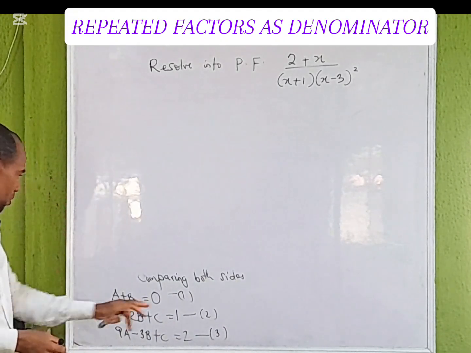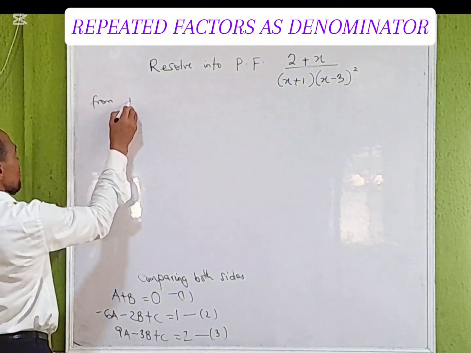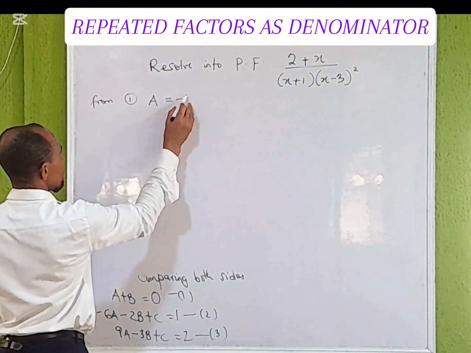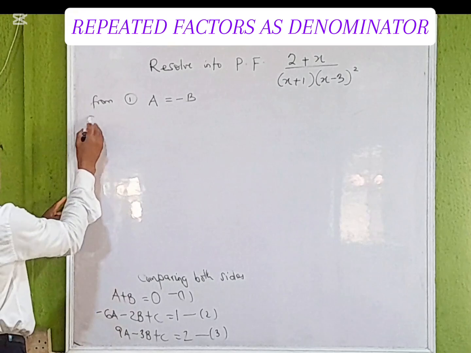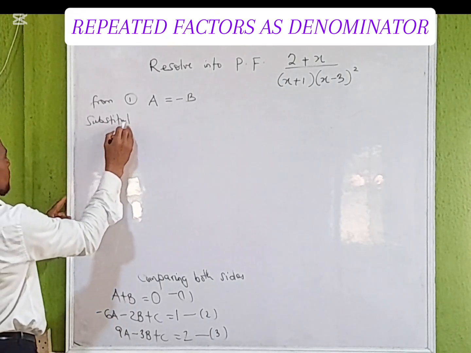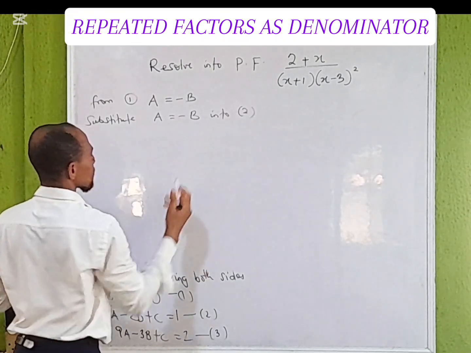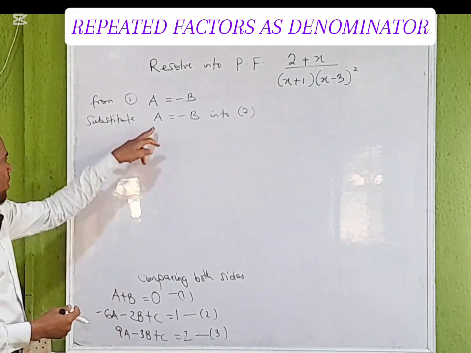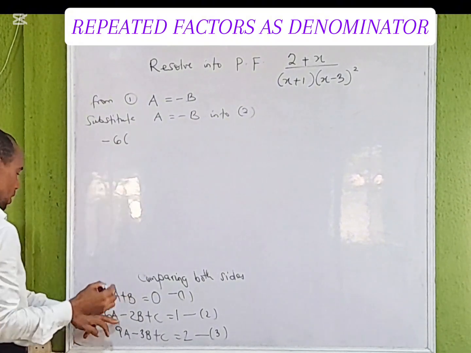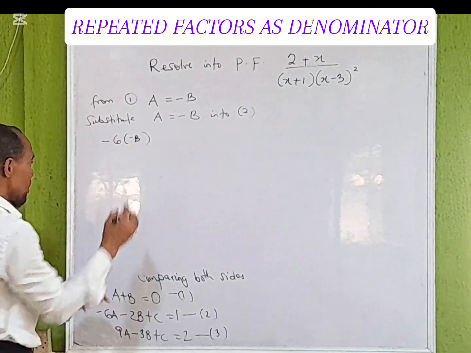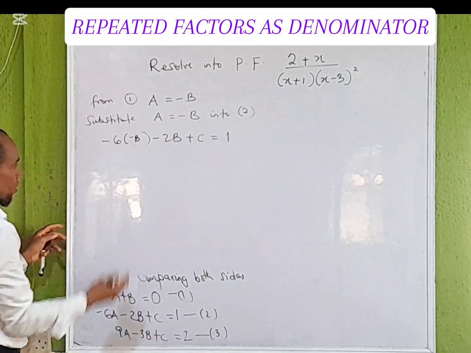So easily for us, from equation 1, if A plus B equals 0, we can easily see that A is minus B. So that means A equals 0 minus B, that's minus B. So we now substitute this A equals minus B into equations 2 and 3. First into equation 2. That means anywhere we have A, we replace with minus B. So here we have minus 6, A is minus B, then minus 2B plus C equals 1.